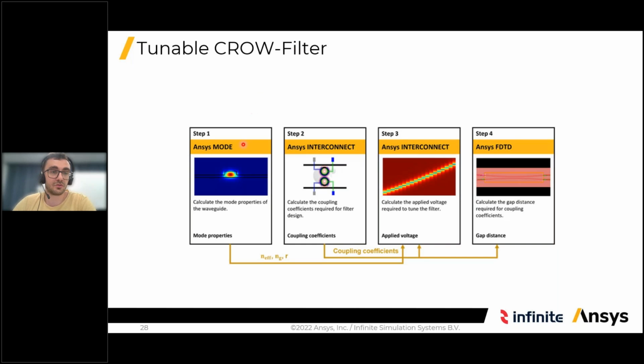So first, with Ansys MODE, we are going to determine the eigenmode of our waveguide that we're going to use. In Interconnect, we are going to determine the coupling coefficients that we need for our rings. And with Interconnect, again, we are going to tune the filter, so we are going to shift the resonance frequency. And then with FDTD, we are going to determine the gap distance between the waveguides in order to get the wanted results.